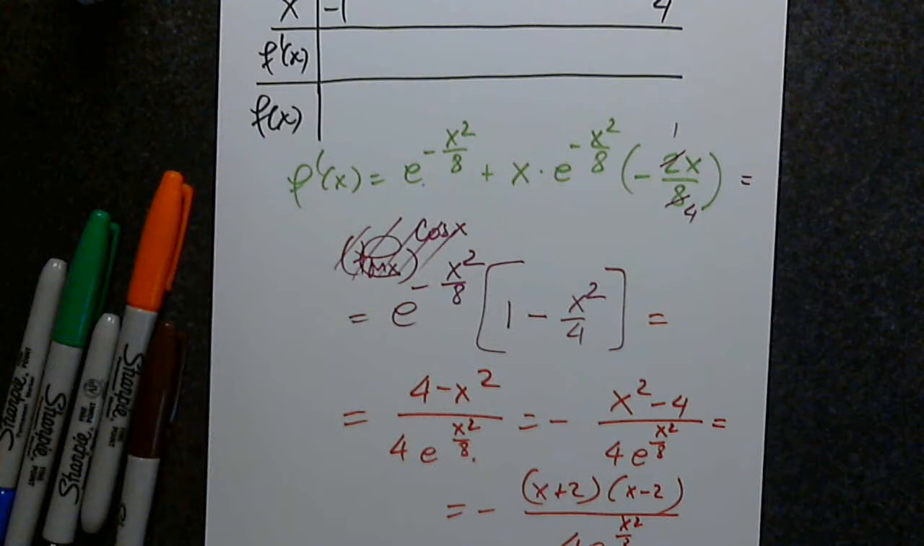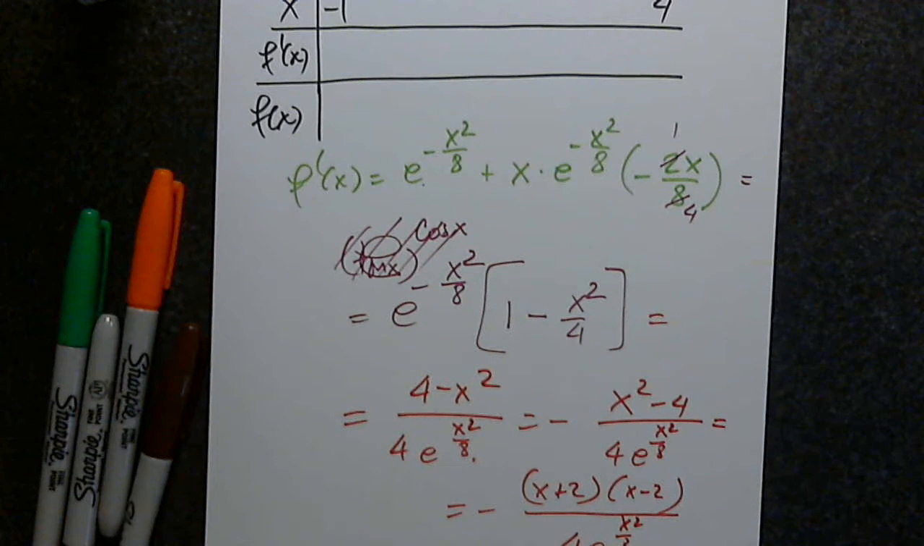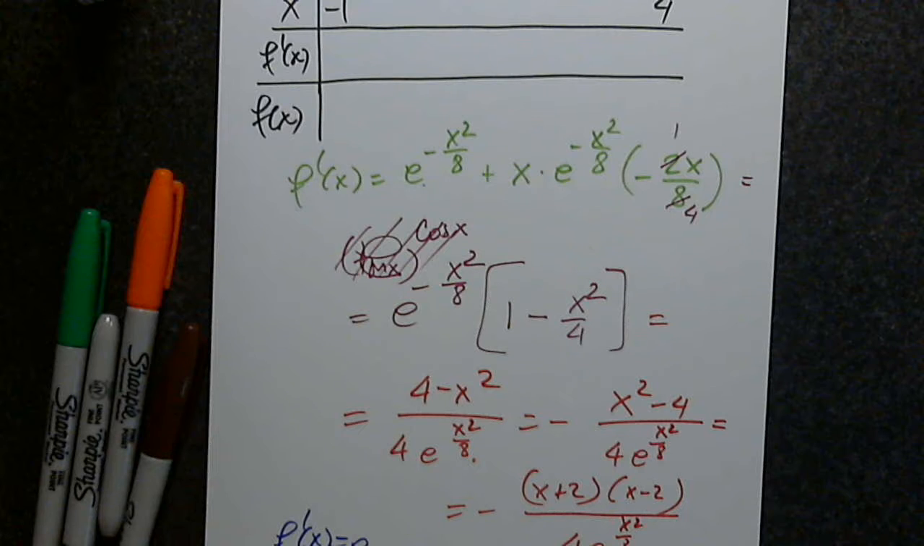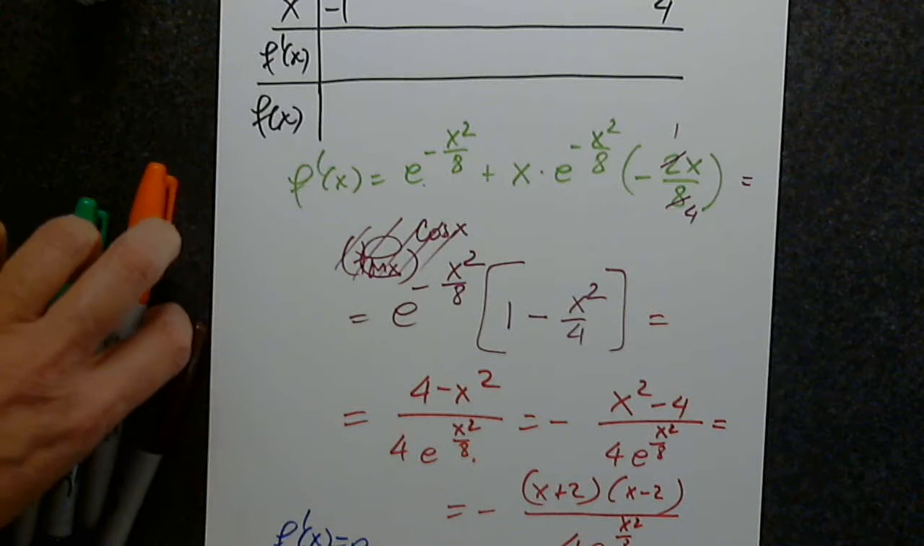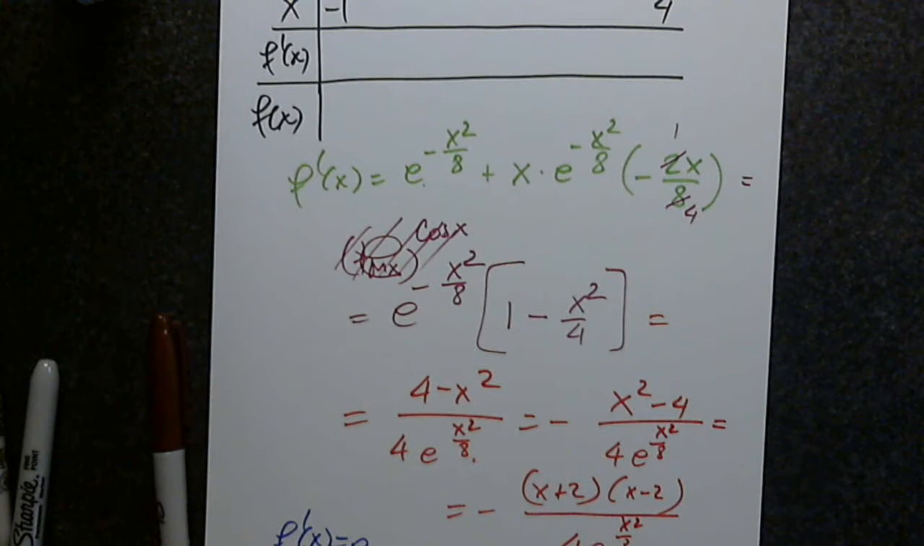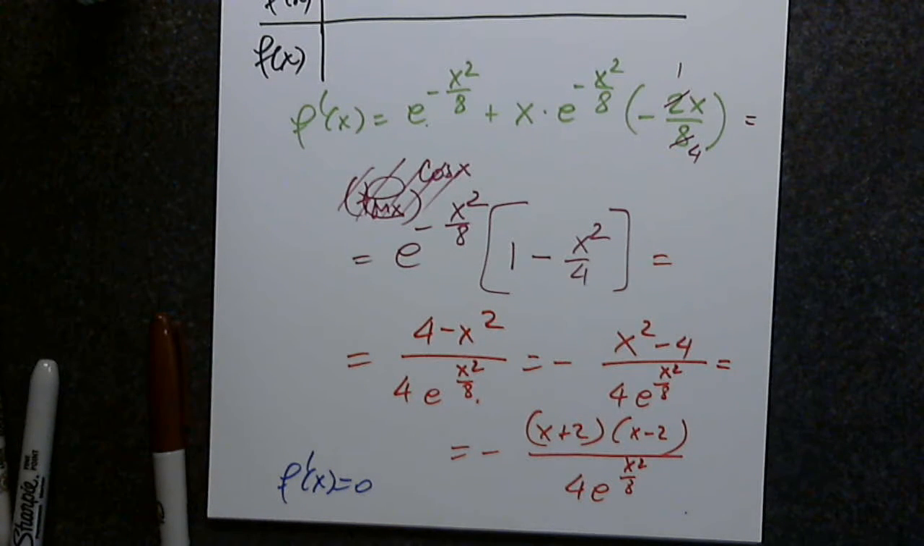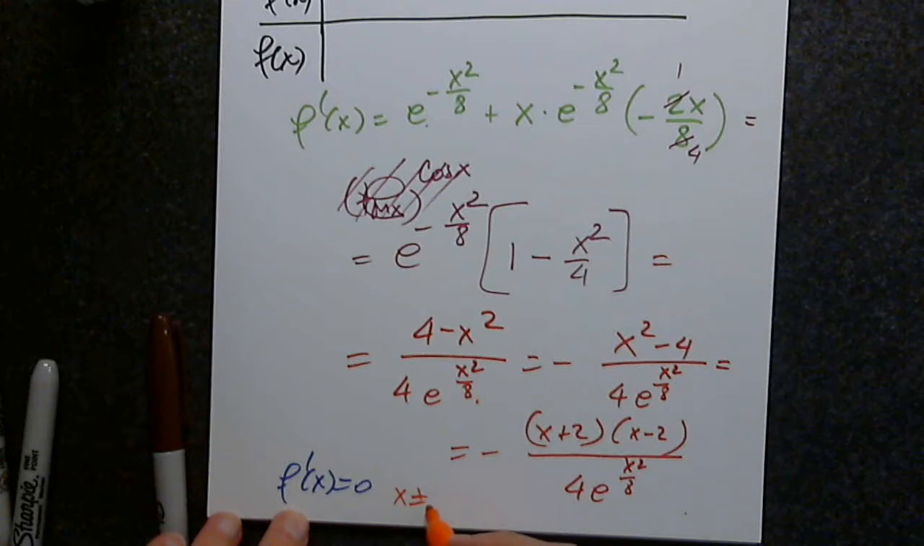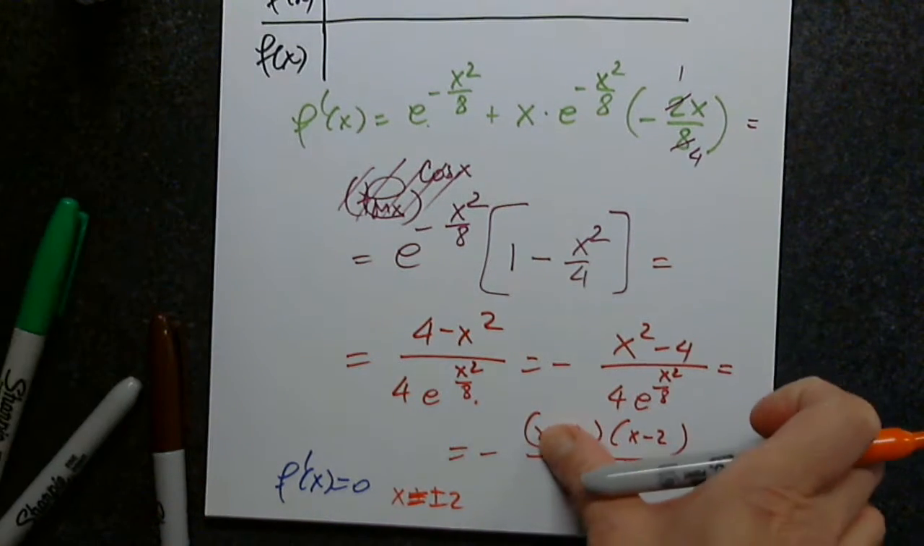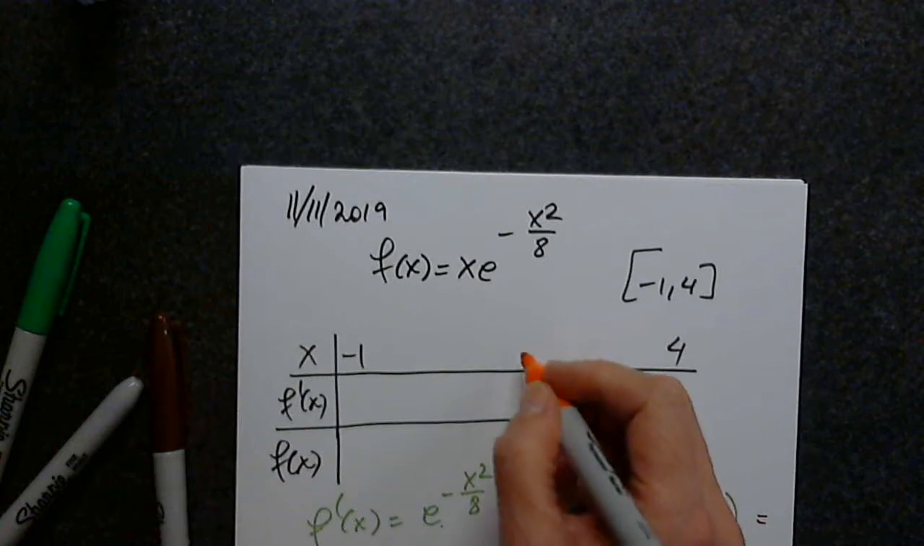Because I need to set this equal to 0. And when I set f prime equal to 0, what do I get? Equals? Excellent. X equals plus or minus 2. However, negative 2 is outside of the domain, so I'm only interested in 2.